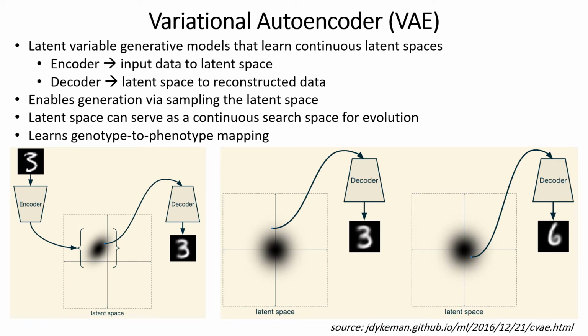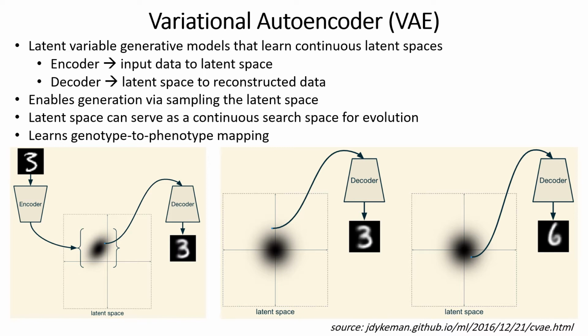Okay, so before delving deeper into our approach, I just want to briefly go over VAEs and MAP-Elites. VAEs, or variational autoencoders, are generative models that learn continuous latent representations of data. They consist of encoder and decoder networks, where the encoder learns the mapping from the data to the latent space, and the decoder learns the mapping from the latent space to the data.